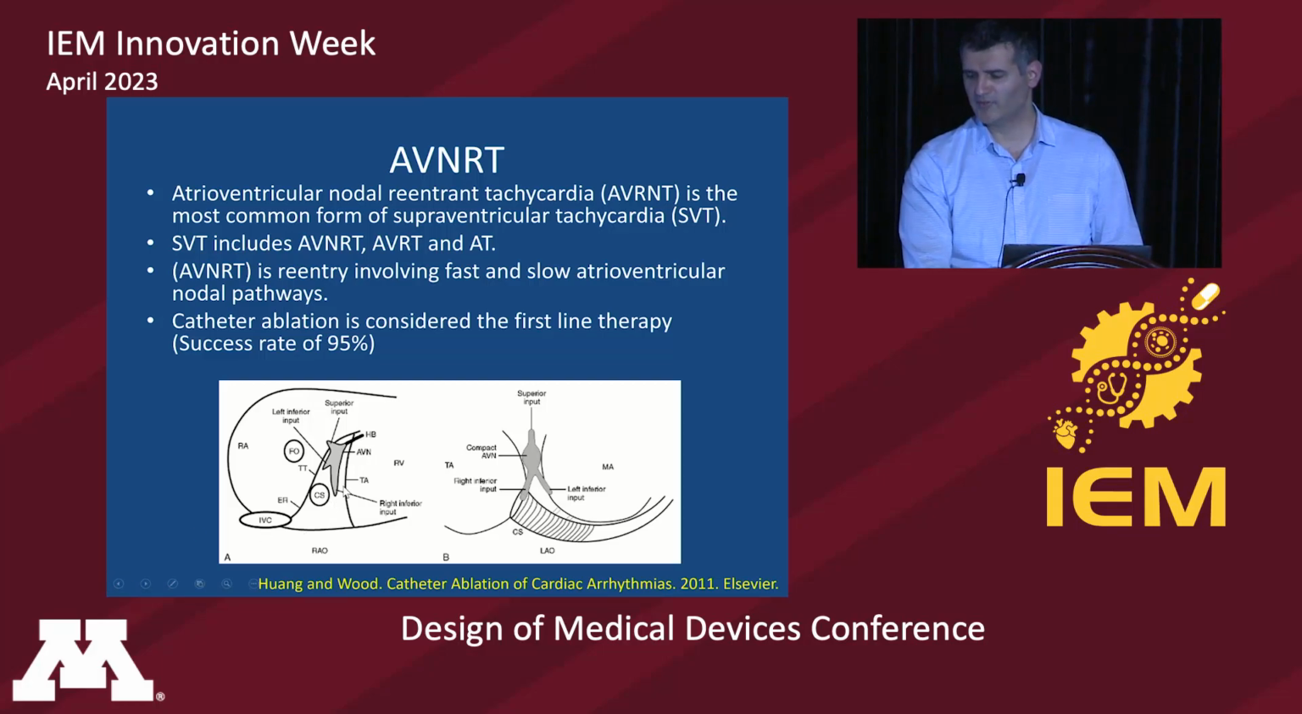A guy in Oklahoma City figured that out for us: what if I ablate the slow pathway here? They figured that there is a slow pathway, and we can ablate it right in front of the CS. Now you can cure AV-NRT with an ablation when you do it there, about 95% of the time, with a risk of AV block of less than 1%.